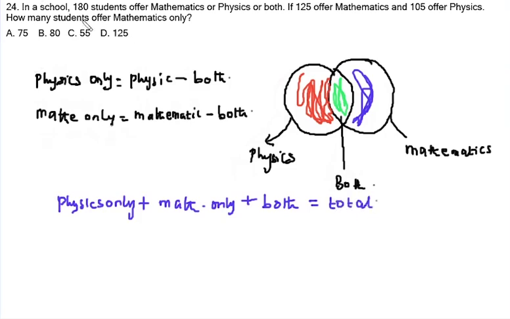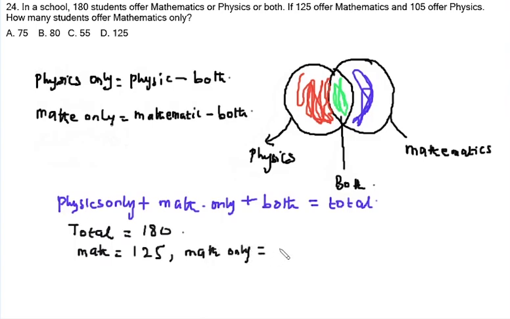So let's write out the parameters from our question. They said in a school, one student offered math or physics or both. So that means the total number of students is 180. Okay, and then if 125 offer math, so people that offer math is 125. That means people that offer math only is equal to 125 minus people that offer both.